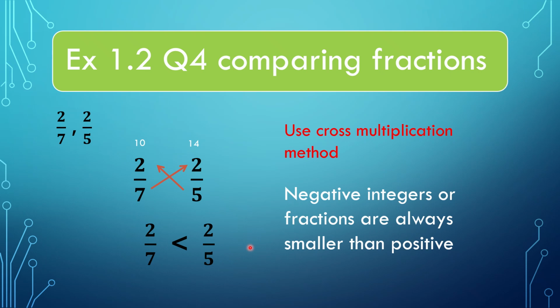Negative integers or fractions are always smaller than positive ones. This is general information, and we have studied in integers that negative integers are always less than positive integers.